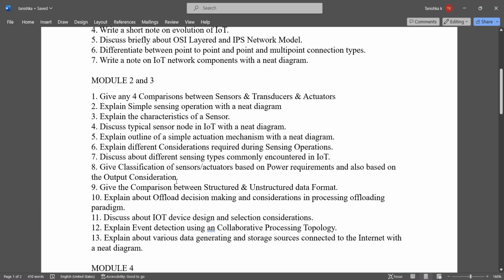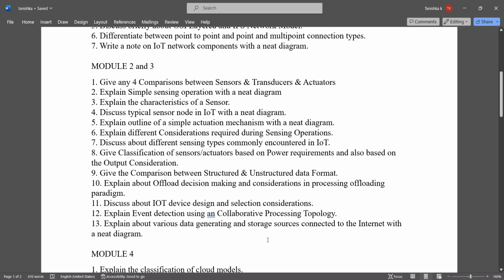give classification of sensors or actuators based on power requirements and also based on output consideration, give the comparison between structured and unstructured data format, then explain about offload decision making and considerations in processing offloading paradigm, then discuss about IoT device design and selection considerations, explain event detection using a collaborative processing topology, explain about various data generating and storage sources connected to the internet with neat diagram.